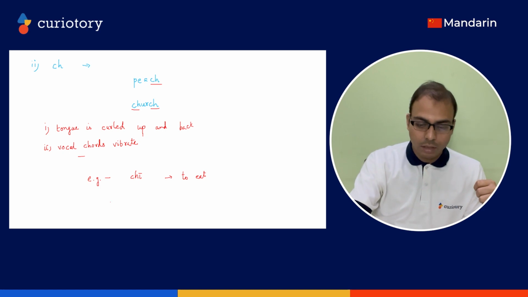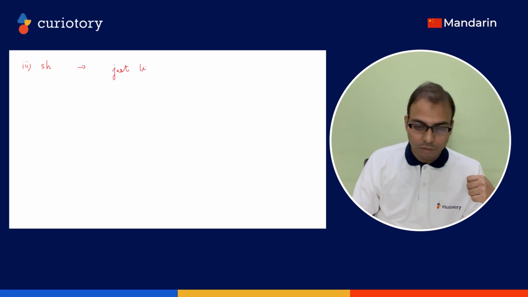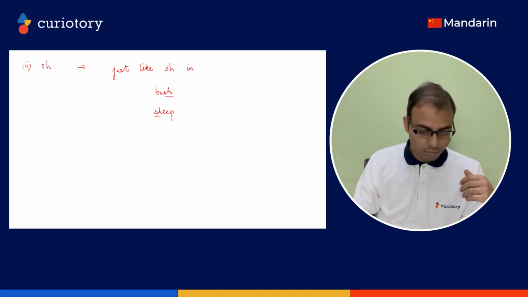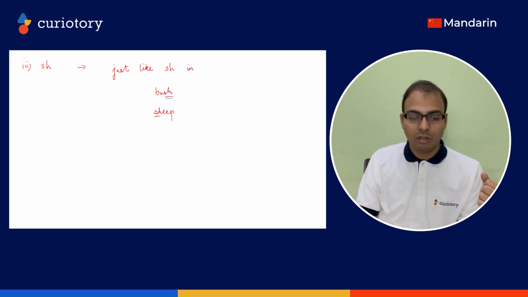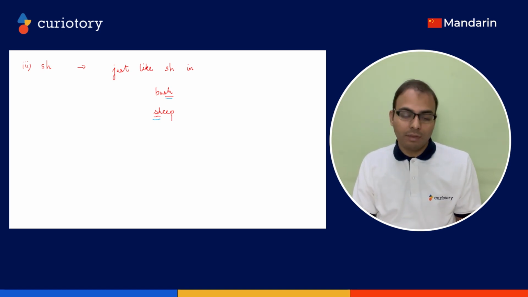Now the third initial which we are going to learn here is SH. What is the rule about SH? Just like the SH in bush or sheep. It's relatively easy. You have to make sure that you pronounce it just like the SH in bush or sheep.